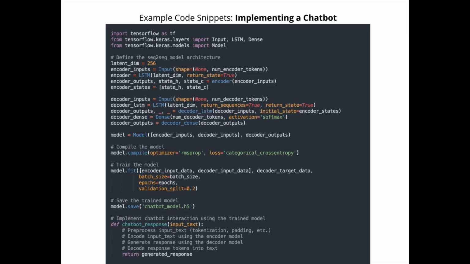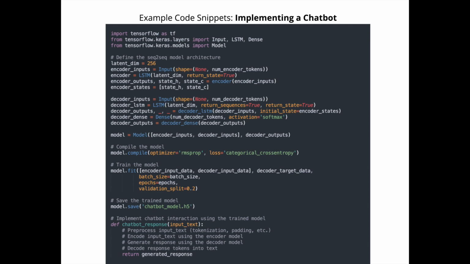Here is a code snippet of how to do this. So first, let's import TensorFlow. Next, we are importing Input, LSTM, and Dense layers from Keras layers. Then we are importing Model from Keras models. Next, define the sequence to sequence model architecture.